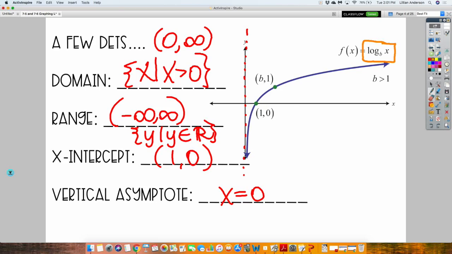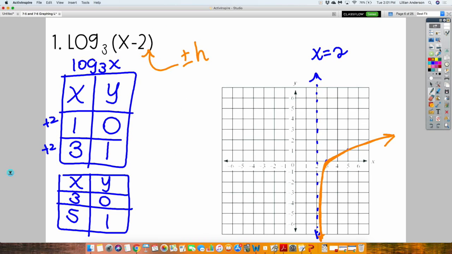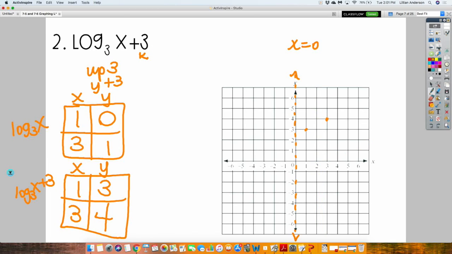Because we moved it to the right too, so that meant that everything moved too. But because this didn't shift left or right, it just moved up, it still stays at 0. And so then we go along our vertical asymptote, we go through our points, and there's our logarithmic function.